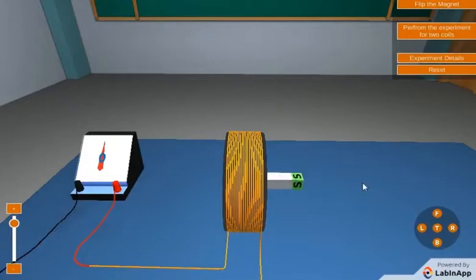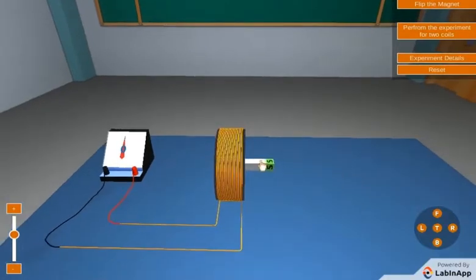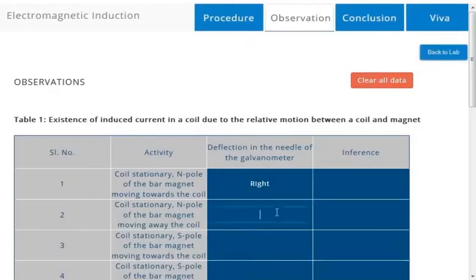The deflection of the galvanometer becomes zero when the motion of the bar magnet stops. Now withdraw the north pole of the magnet away from the coil and observe the deflection in galvanometer. The galvanometer needle now deflects in the opposite side, that is, in left side.